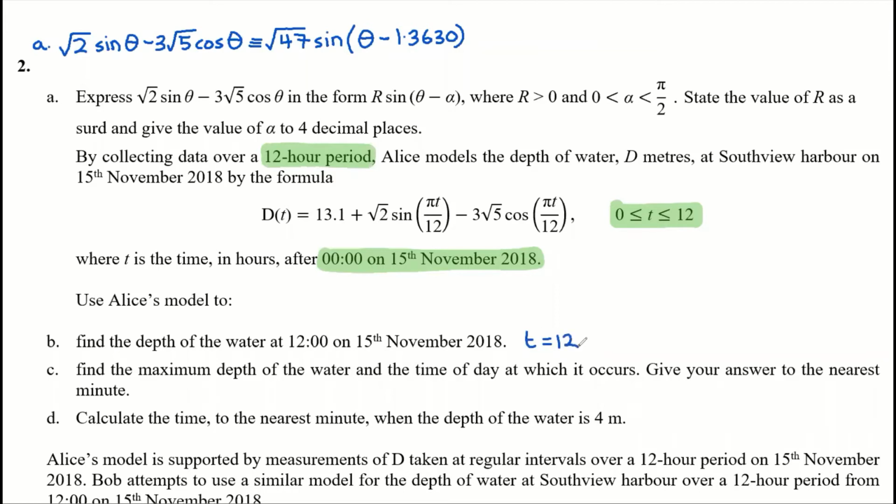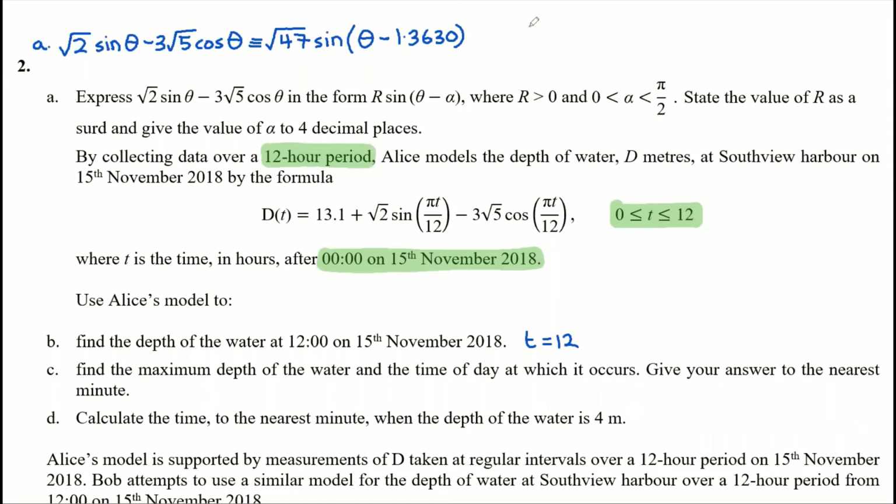What we can do is substitute 12 into the model that they've given us, or we could use our new way of writing it using the identity that we did in part A. So let's use the latter, and we'll see how our solution to part A links with this model. Notice it looks quite different. Now we'll have a look at the commonalities between the model and what we found in part A.